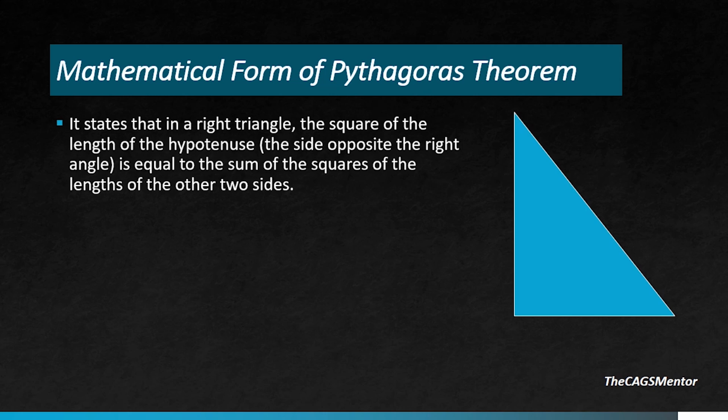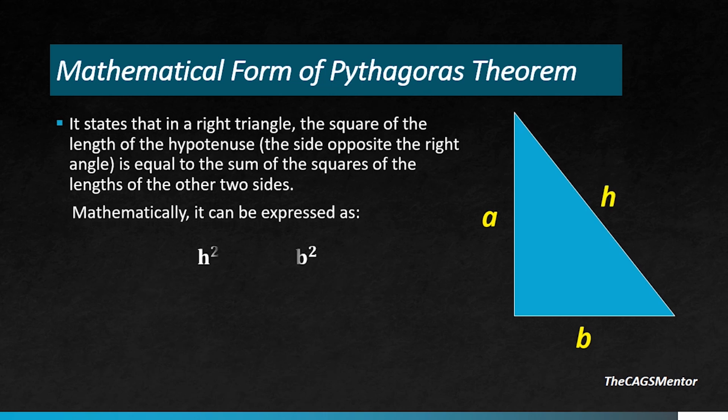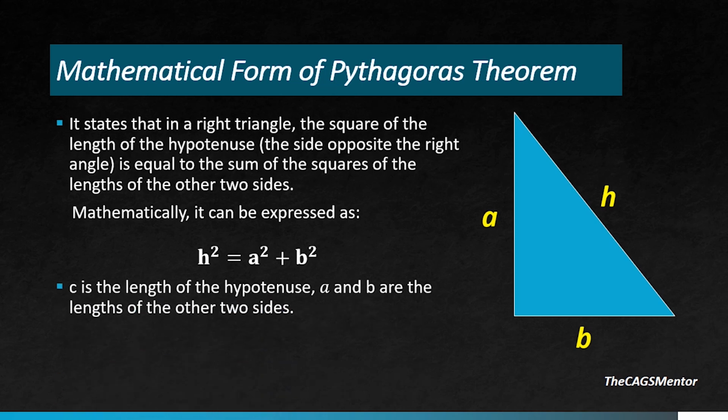The side opposite the right angle is equal to the sum of squares of the lengths of the other two sides. You can also see the other two sides that we named as A and B. So these are A, B, and H. Mathematically, it can be expressed as H square is equal to A square plus B square. H means hypotenuse, and A and B are the legs of the right triangle. C is the length of the hypotenuse, A and B are the lengths of the legs, the other two sides.